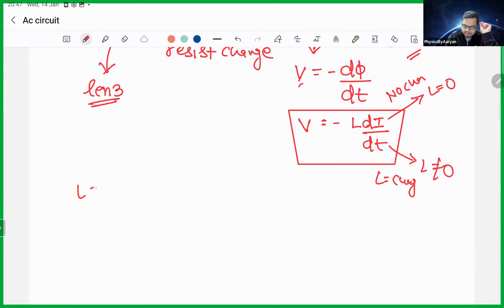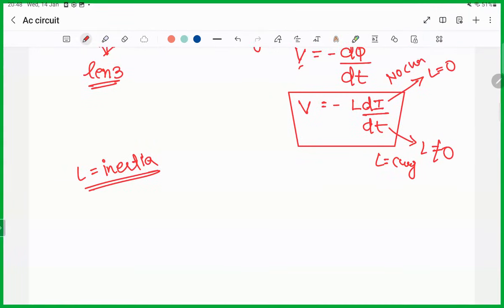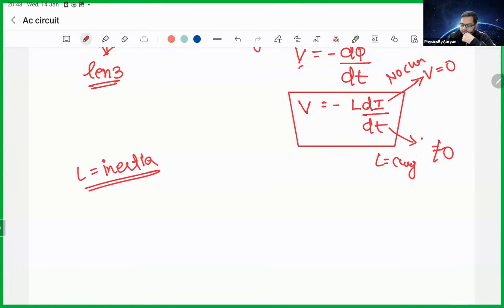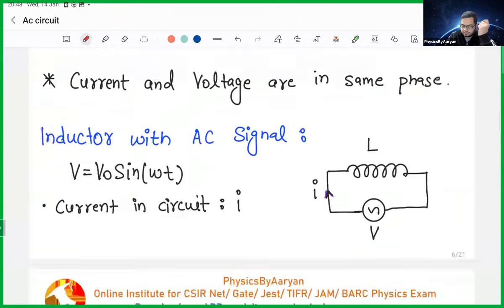L is known as the inertia of electrodynamics. Everyone have a feeling of that. You know this. L is inertia. You should know this. Voltage is 0, not inductance. Sorry. Voltage is 0. Basically, the circuit does not behave like an inductor. Obviously, the L component itself will never go to 0.